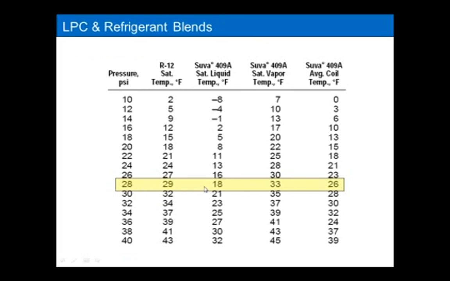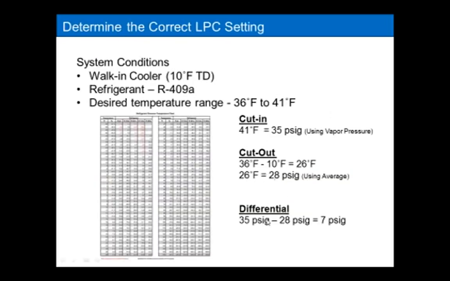And that's what I'm getting coming up here. Here's my desired coil temperature, 26. That's what I'm trying to get to. If I look on the chart, it shows me 28. Then I just simply subtract the two from each other and find out my differential is 7 psi, which is kind of low, but that's what the engineered value would be. It's not perfect, but it gets you close.